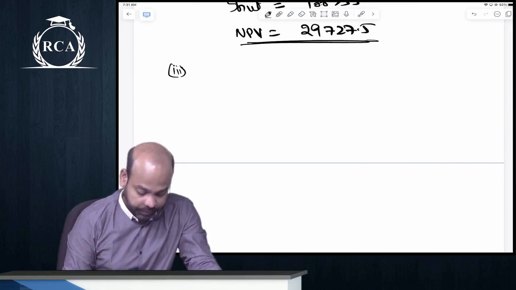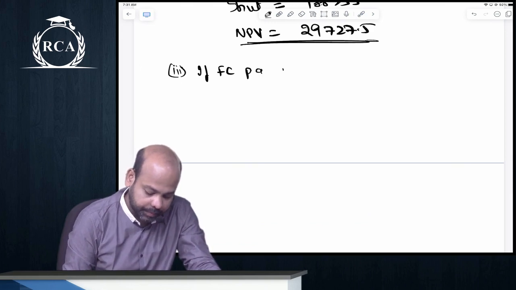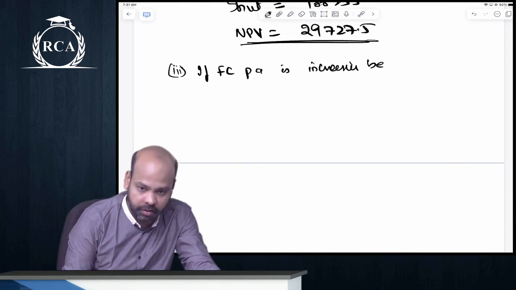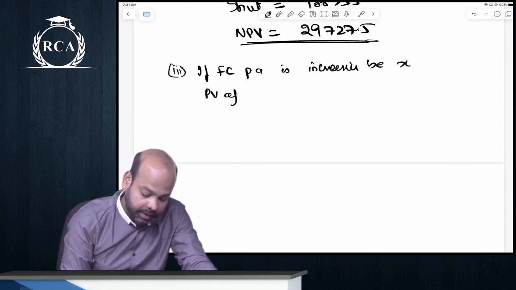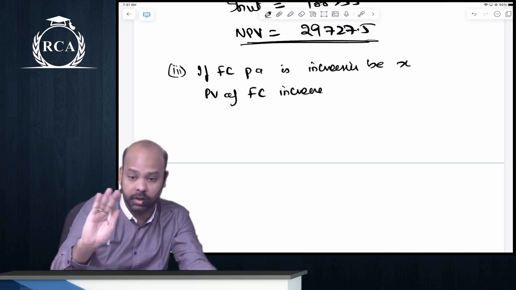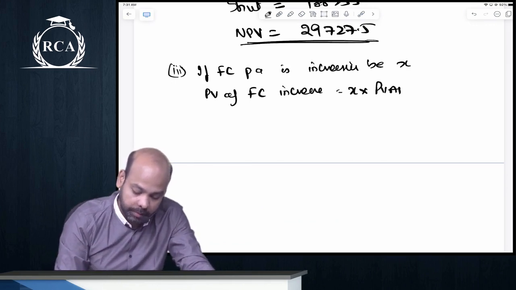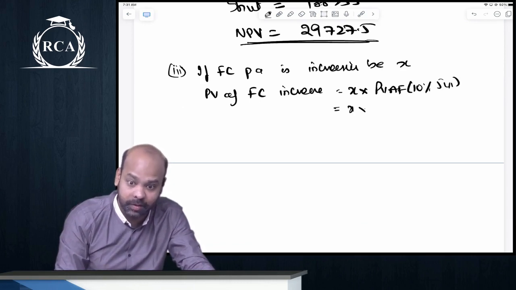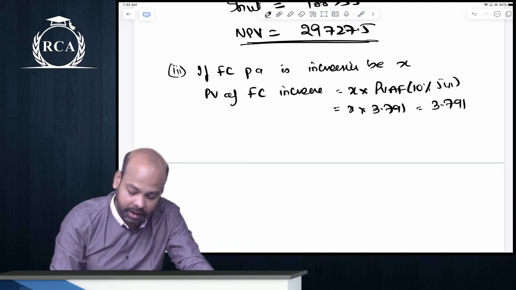See guys, if fixed cost per annum is increasing by X rupees, I do not know what the fixed cost is. I'm just telling you that fixed cost is increasing by X rupees. Present value of fixed cost increase. Fixed cost increase only. I do not want the entire fixed cost. Present value of fixed cost increase will be x into PVAF at 10% for 5 years. समझ में आ रहा है? तुम लोग ये भूल जा रहे हो. So this will be 3.791x.